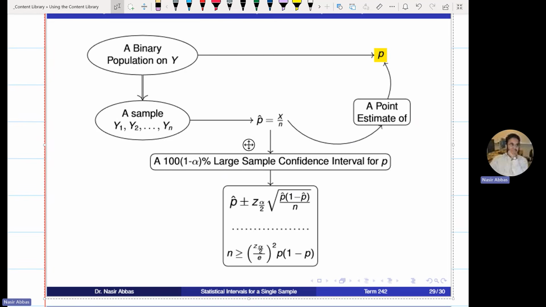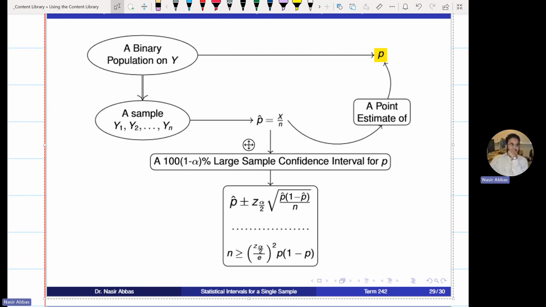So let's say I selected 50 people. Out of 50 people, 10 of them were successes. So my proportion of successes will be 10 divided by 50. So this P hat, which is the number of successes divided by the sample size, will serve as a point estimate for P. Step number 1.